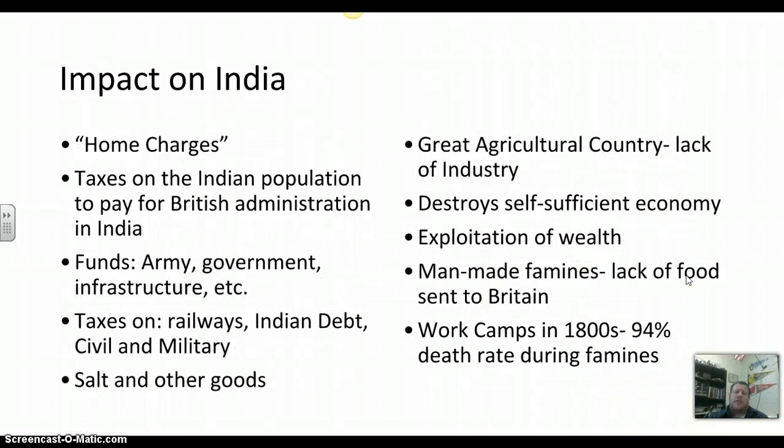The big problem for India was that the impact on India was huge. It costs a lot of money to run that administration, so you have to find it from somewhere. And so a lot of taxes got put on the Indian people.